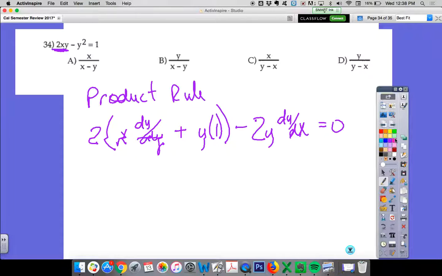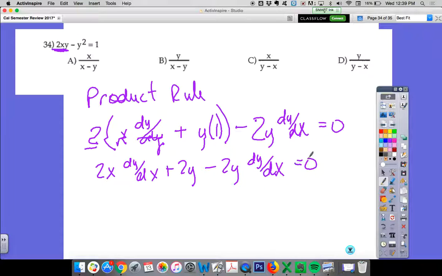So the first order of business is going to be to distribute your 2. So 2x dy over dx plus, and then that's going to be 2y minus this, which doesn't change. Okay, now we have an issue here. The issue is that we have 2 of these things that have dy over dx. Do you remember how we fixed that?